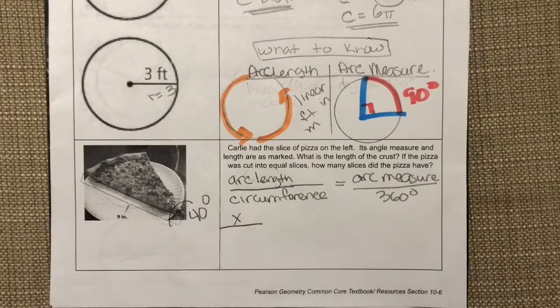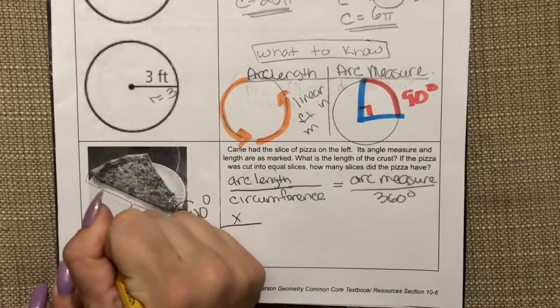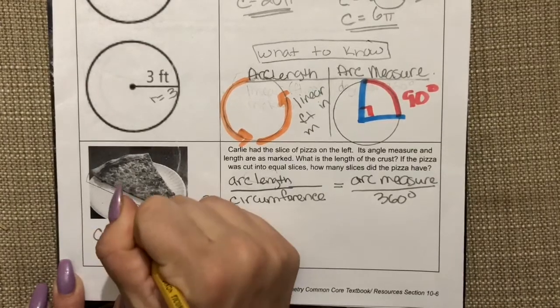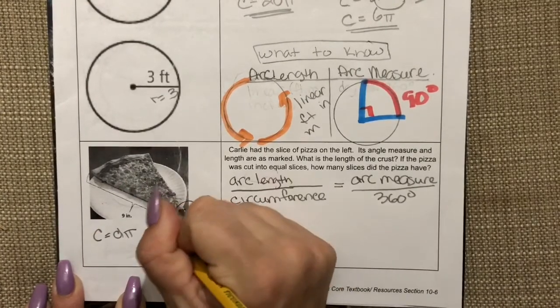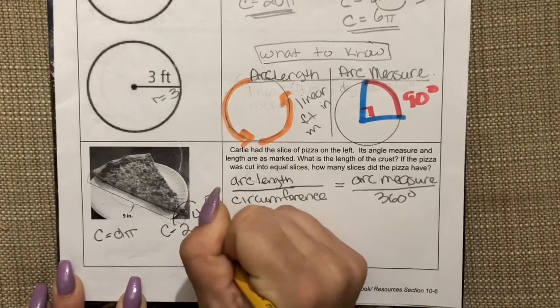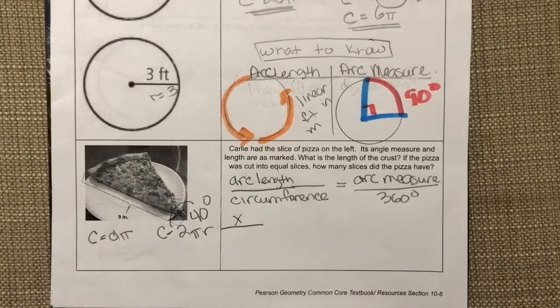But the next thing I need to do is compare it to the circumference. Well, the problem didn't give me the circumference, so I'm going to use what I know to find it. Based on what we did in the beginning, where I had C equals d pi, or C equals 2 pi r, I can use one of those formulas to find the circumference of the entire pizza.